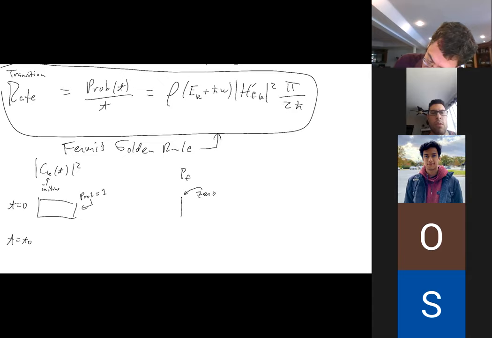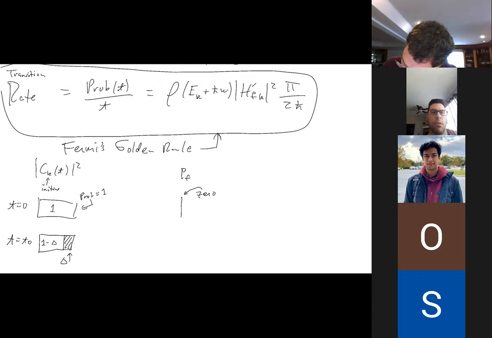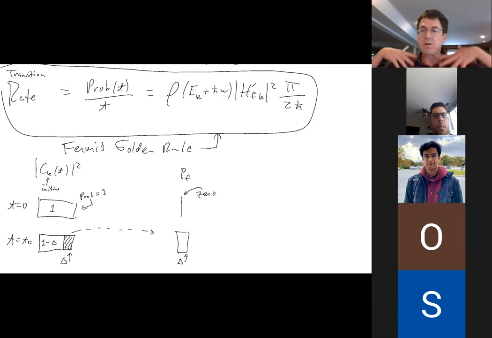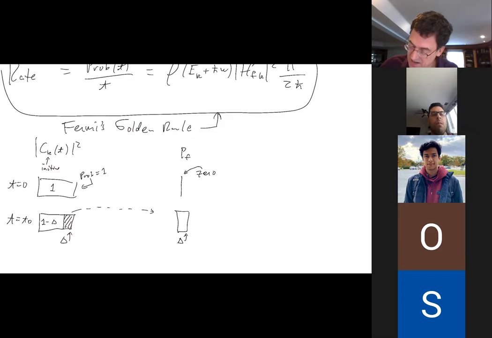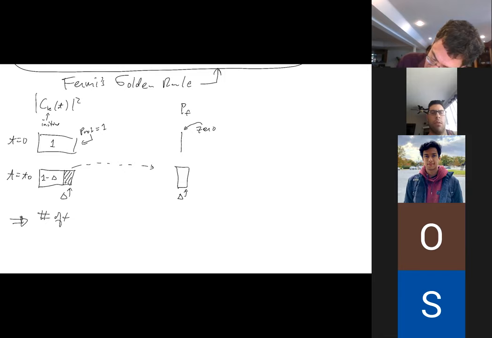But now at some later time T, the probability is now shaved off, and this amount of probability is delta. So the amount of probability here was one, but now it's one minus delta. And now this probability has moved over to the new state. I want you to think of probability as stuff. So the probability is flowing into the new state. And so the number of transitions per time is simply equal to delta over T naught.